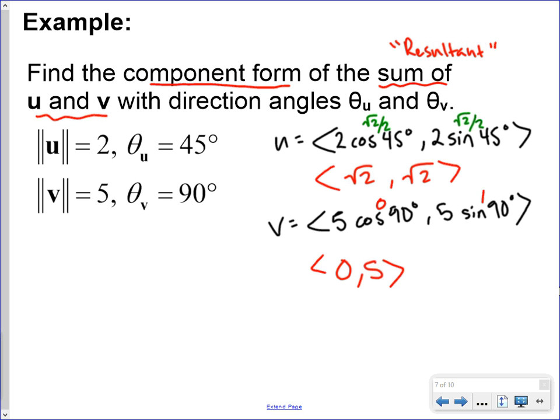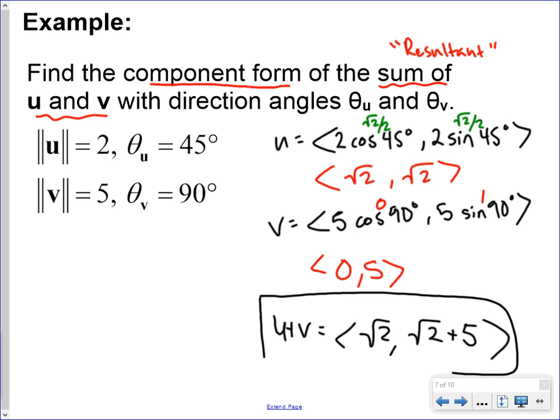And we want the component form of the sum, so the last step you have to do is add those together. Okay. So u plus v is equal to square root 2 plus 0, which is just square root 2, and then square root 2 plus 5. If you're giving an exact value, that really is as good as it gets. Square root 2 and 5 are not like terms, so you can't add them together, leave them alone.